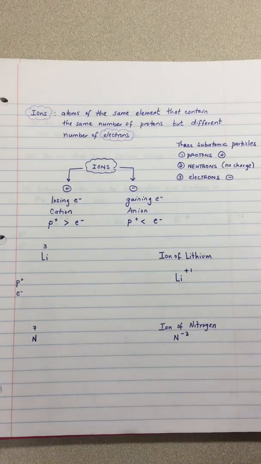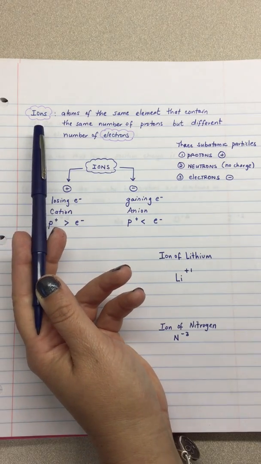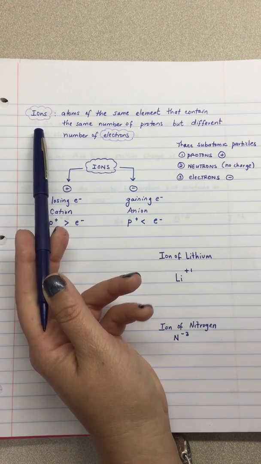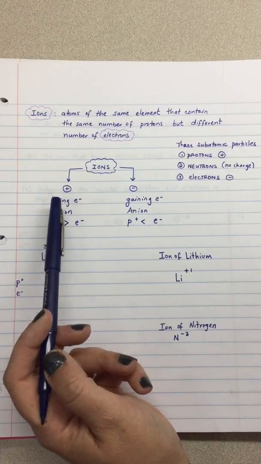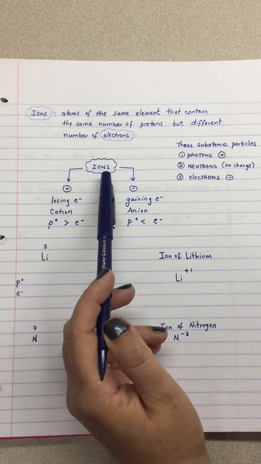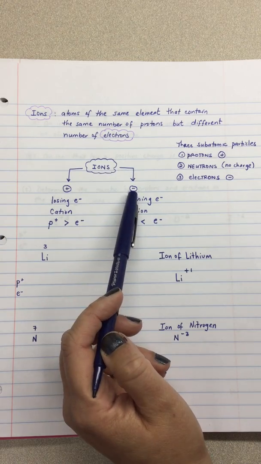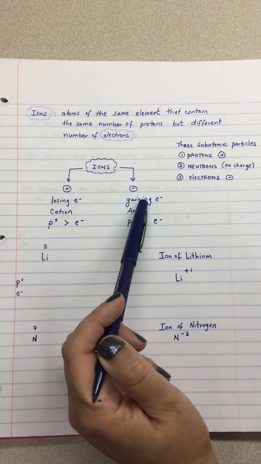If you start with a neutral atom, which means you don't have an overall charge, you have the same number of positive charges, which are your protons, and negative charges, which are your electrons. But when the number of electrons changes, you're going to form ions. Depending on what's happening to the number of electrons, you can have ions with a positive charge when the atom is losing electrons, or ions with negative charges when the atom is gaining electrons.